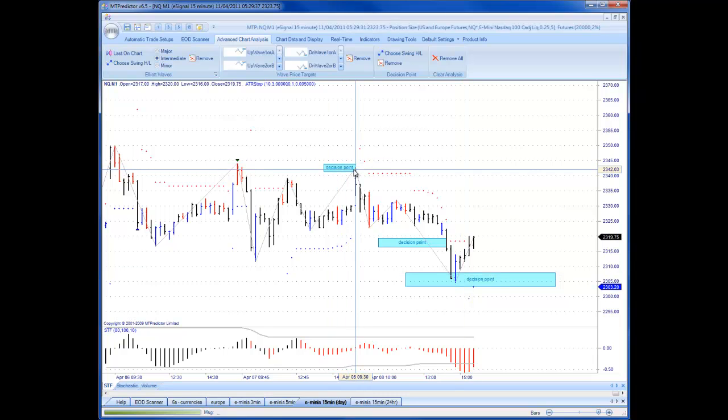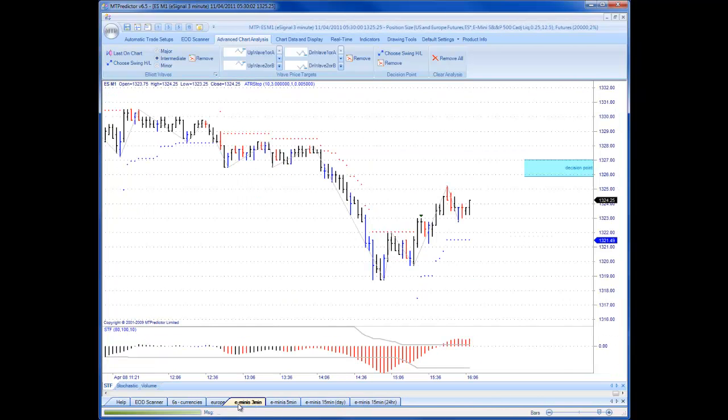Levels that nailed both the high of the day and the low of the day. Now that's pretty spectacular trading. So let's go back to the 3-minute chart and see how this would have helped us.